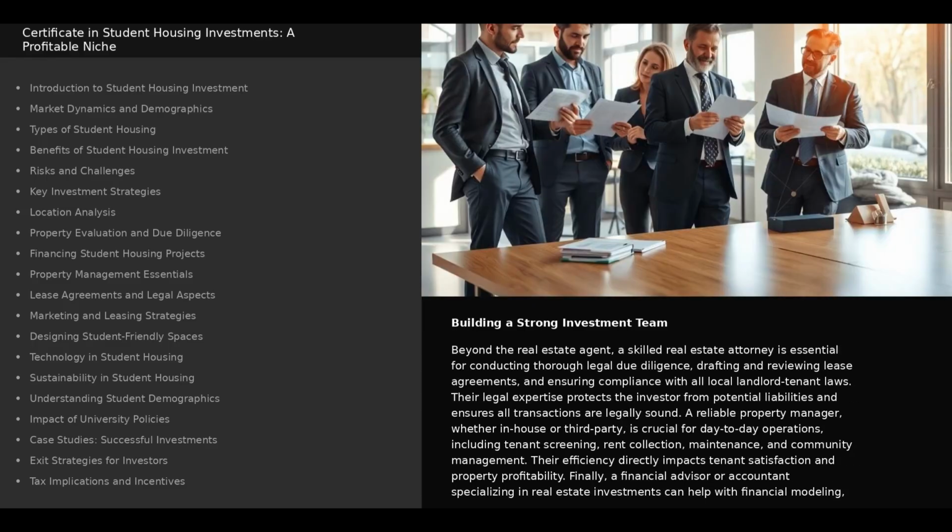Beyond the real estate agent, a skilled real estate attorney is essential for conducting thorough legal due diligence, drafting and reviewing lease agreements, and ensuring compliance with all local landlord-tenant laws. Their legal expertise protects the investor from potential liabilities and ensures all transactions are legally sound.